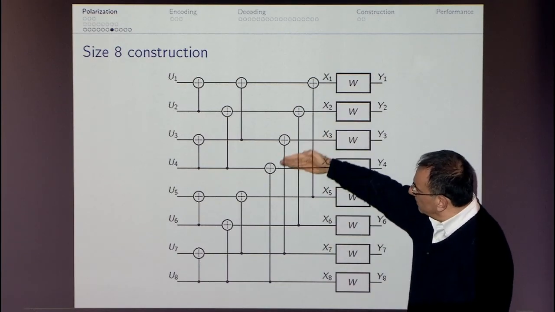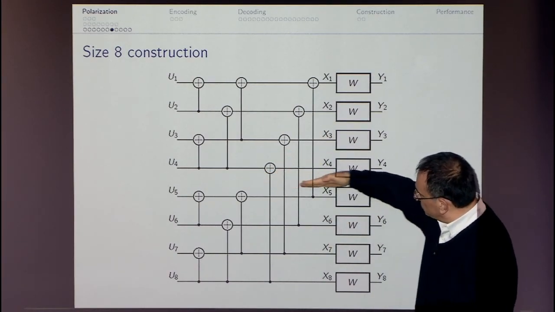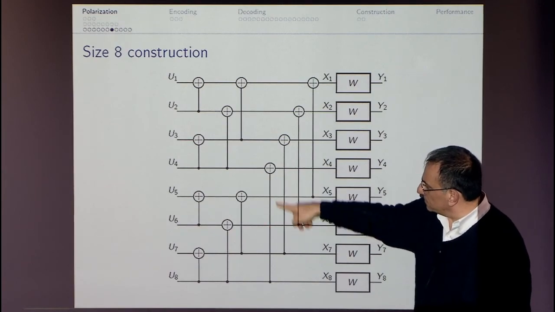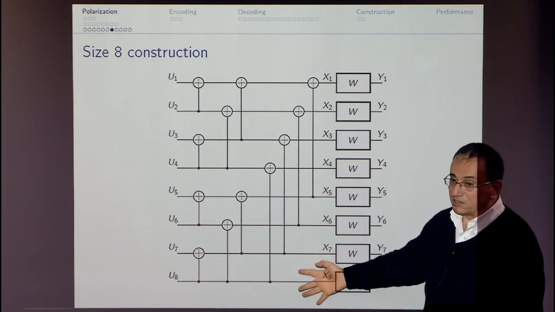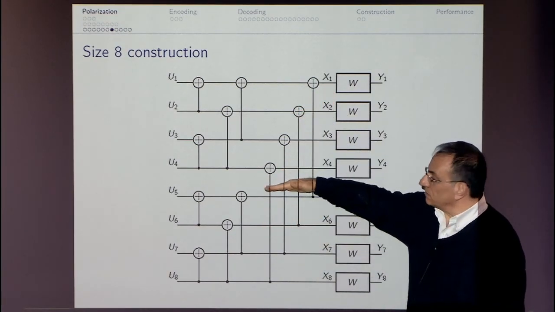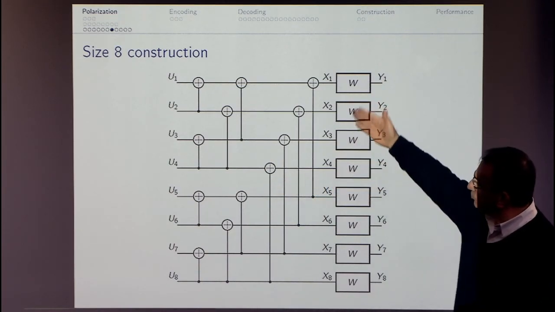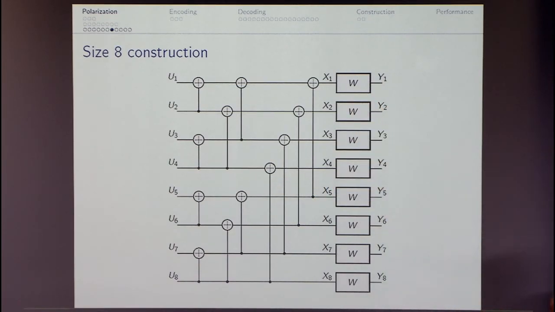Okay, but look at this cross section here. There are 4 wires here connecting the bottom half to the upper part. If you cut these wires, you have 2 independent copies.